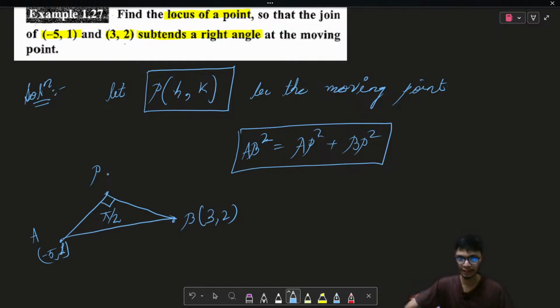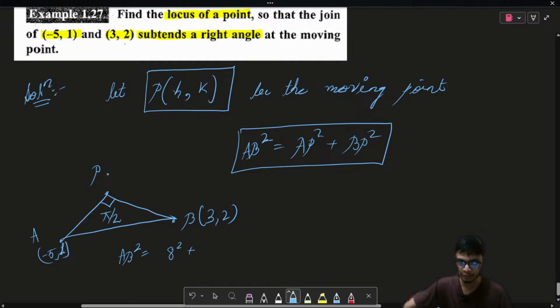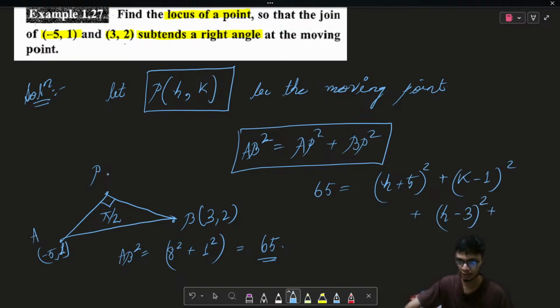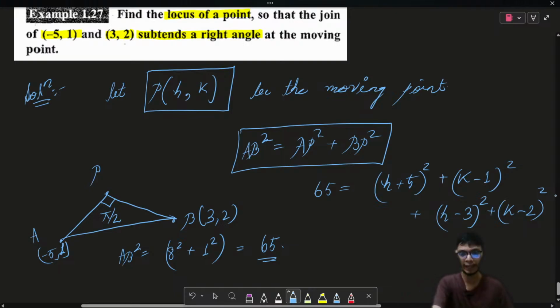Now, if I apply this condition, I will get the following result. If I try to find my AB square, that is going to be 8 square plus 1 square, and that comes out as 65, right? Now 65 is equal to h plus 5 whole square plus k minus 1 whole square plus h minus 3 whole square plus k minus 2 whole square, right? Now this is my given variable equation, right?